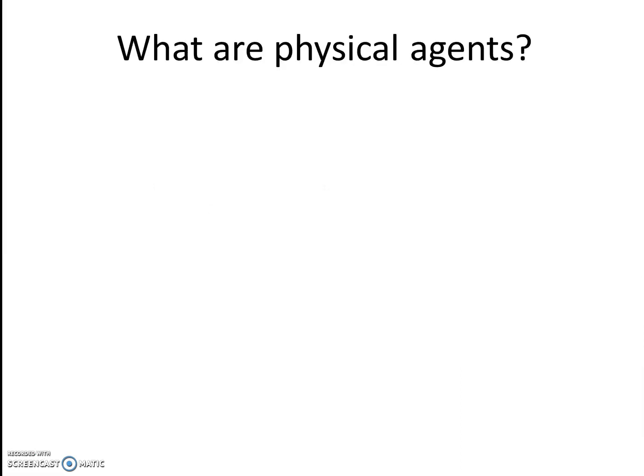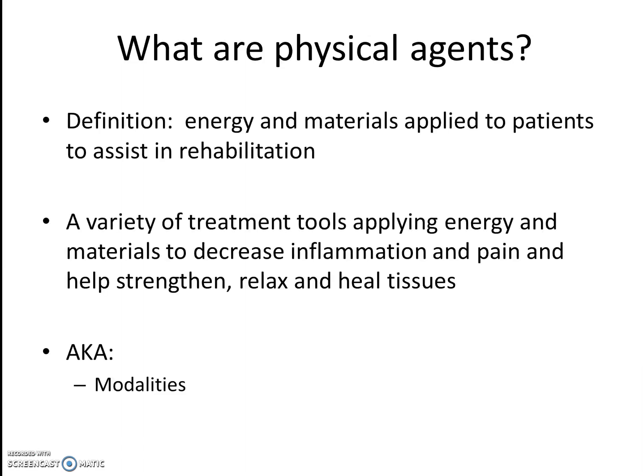So what are physical agents? Physical agents are defined as the energy and materials applied to patients to assist in the rehabilitation process. I would say your physical agents include a variety of treatment tools that are used by applying energy and different materials. Our ultimate goal is to decrease inflammation and pain. We also want to strengthen our patients. We also want to relax the tissues and allow the tissues to heal. Again, this is often referred to as our modalities.